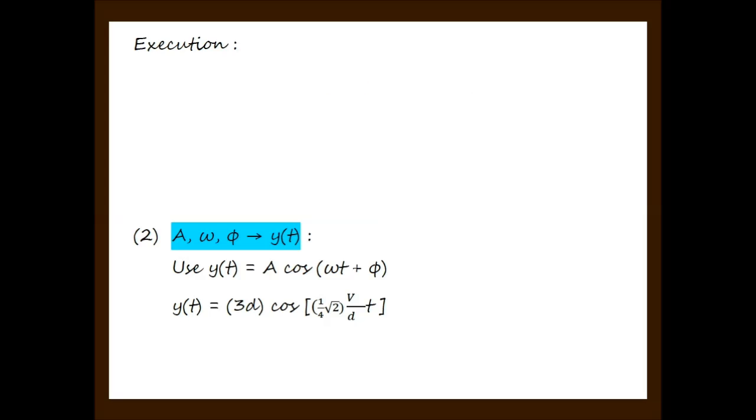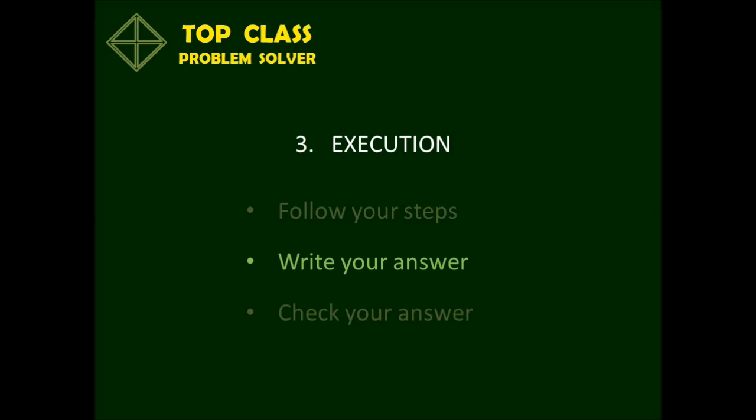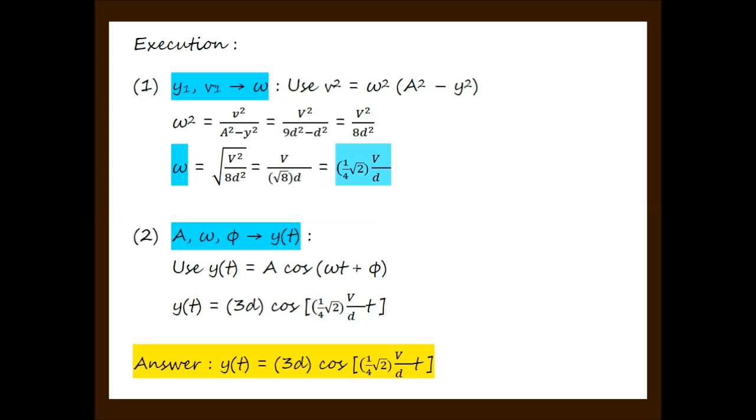The second step of the execution is to write down y of t in terms of our parameters A, omega, and phi. We use the cosine form of the simple harmonic motion equation. The next step is simply to write down and highlight your final answer. We therefore write down our final answer and highlight it.